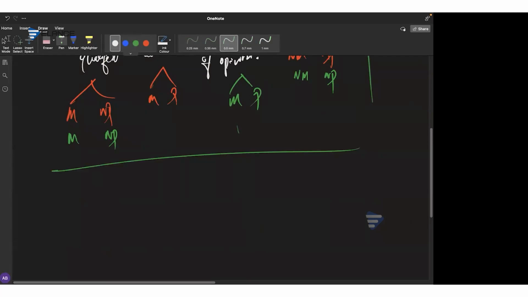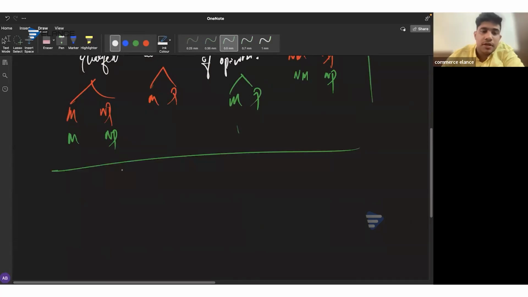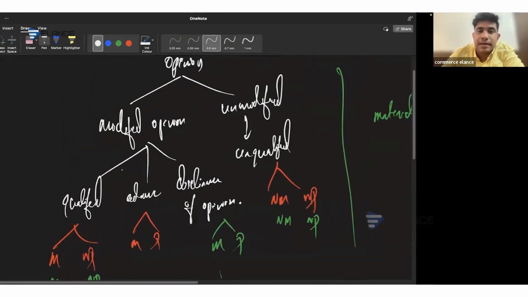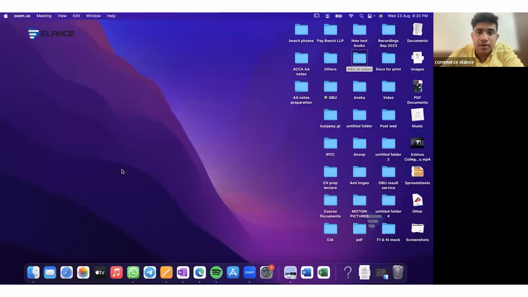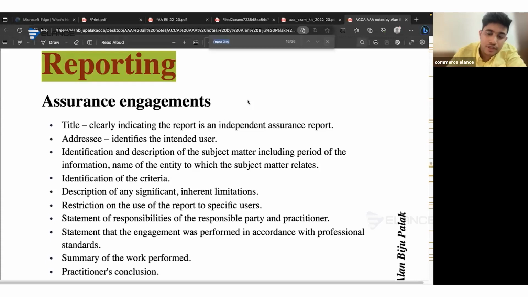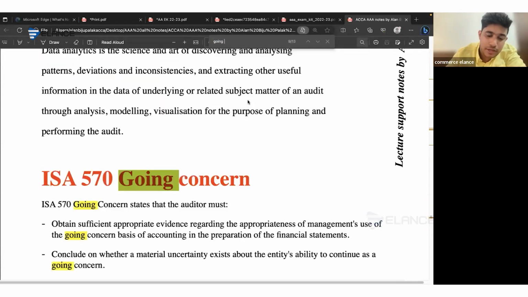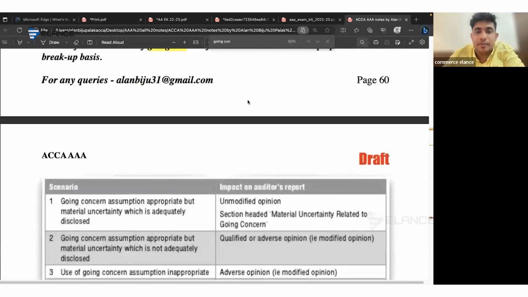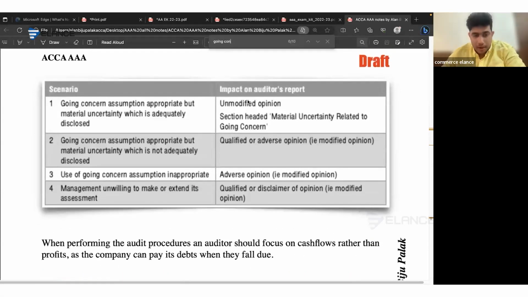And in addition to this, we have studied the reporting relating to going concern as well. So basically, when it comes to going concern, we have studied the reporting related to it. Consider that if the going concern assumption of the company is appropriate, in that case, what will be the opinion?